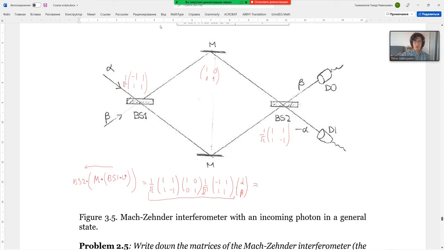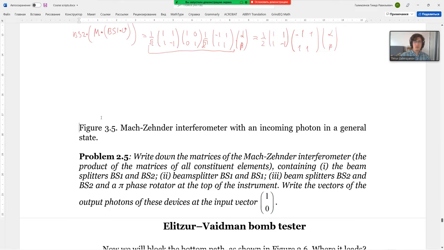So what do we get? We can neglect the mirror matrix because it's a unit matrix. It doesn't change anything, because any matrix times the unit matrix equals itself. And then we should write down 1/2, because 1 over 2 square root of 2, 1 over 2 square root of 2, 1, 1, 1, minus 1 times minus 1, 1, 1, 1. And here I write down the vector. So let's multiply these matrices. What do we get?